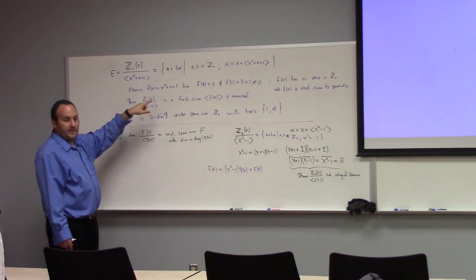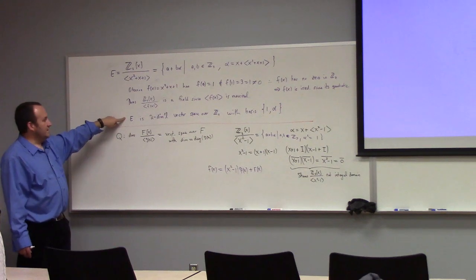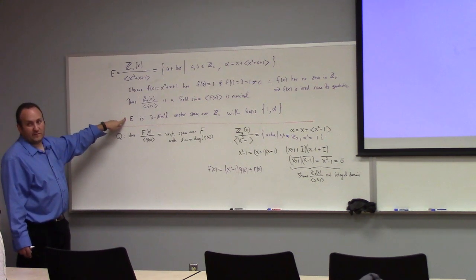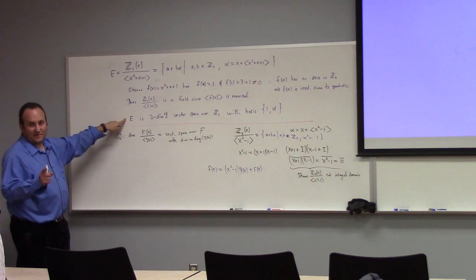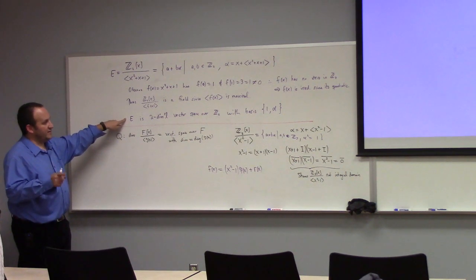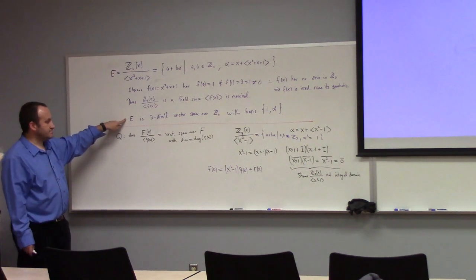And more than that, the theorem I did at the end of today says that E is a two-dimensional vector space over Z2, and the basis is 1 and alpha, with alpha defined as usual as x plus the ideal generated by the irreducible. Now, that's not to say that there are two things in here. If it's a two-dimensional vector space over Z2, it's got 4 things in it.